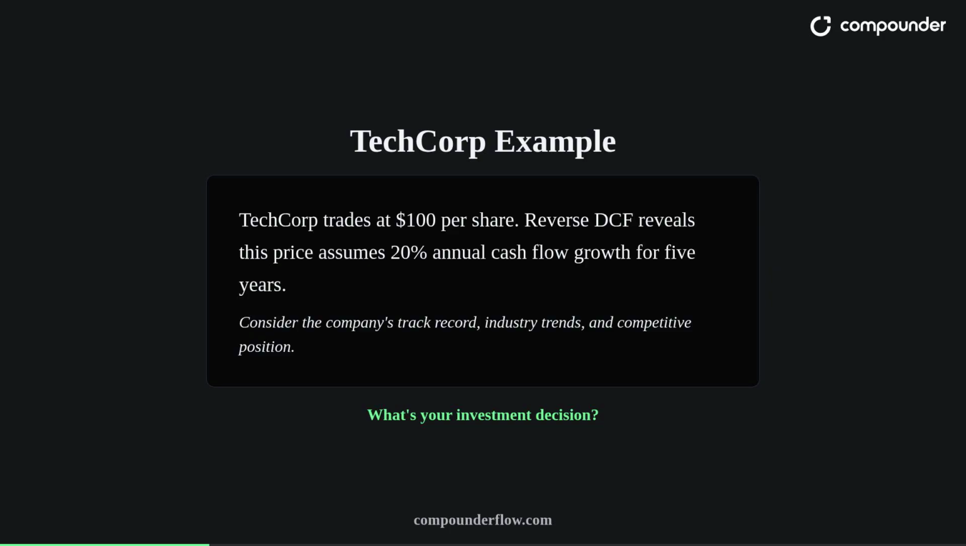Imagine TechCorp trades at $100 per share. Using reverse DCF, we might discover that this price assumes TechCorp will grow its cash flows by 20% annually for the next 5 years. Now we can ask the critical question, is 20% annual growth realistic for this company?